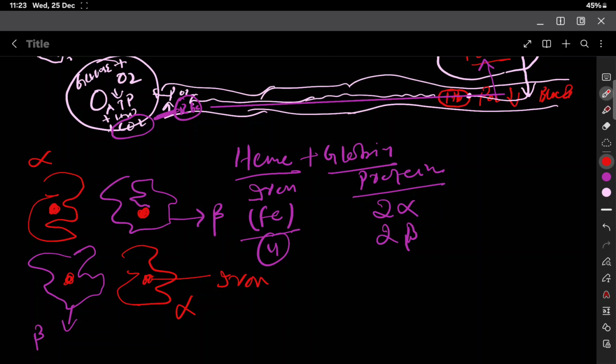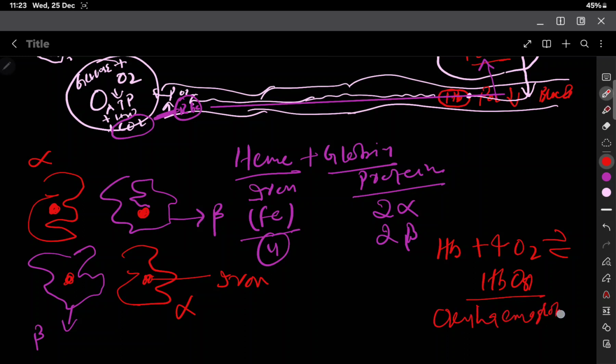If we say how oxygen is carried, as I already told you, Hb will bind with 4 oxygen molecules, and it will form HbO8, which is called oxyhemoglobin. One molecule of hemoglobin will carry 4 molecules of oxygen. That is oxyhemoglobin, and this is a reversible reaction. That means 8 oxygen atoms can be carried by each hemoglobin molecule.